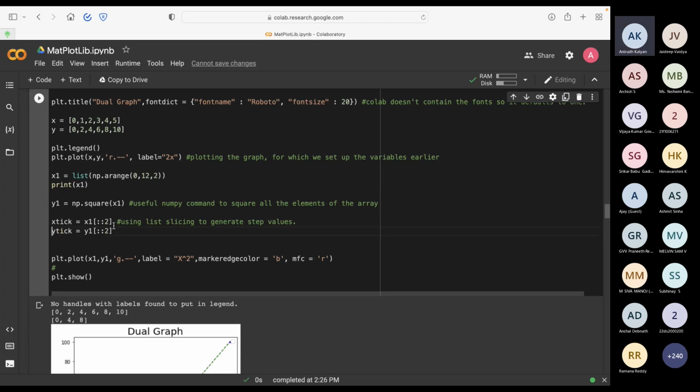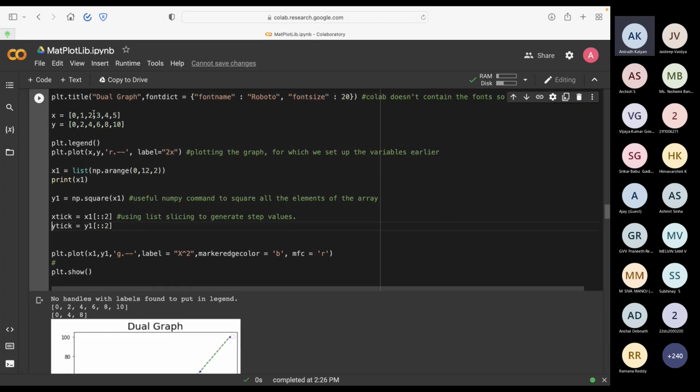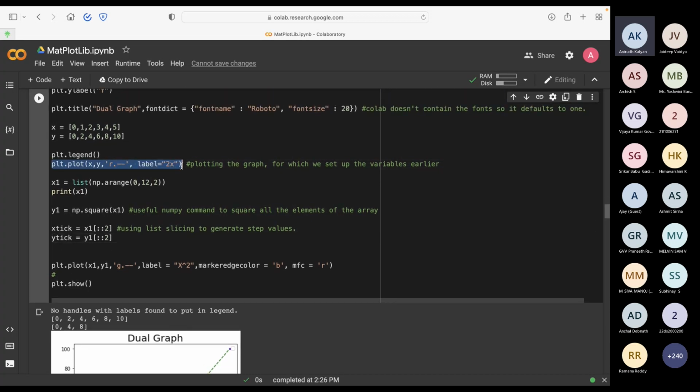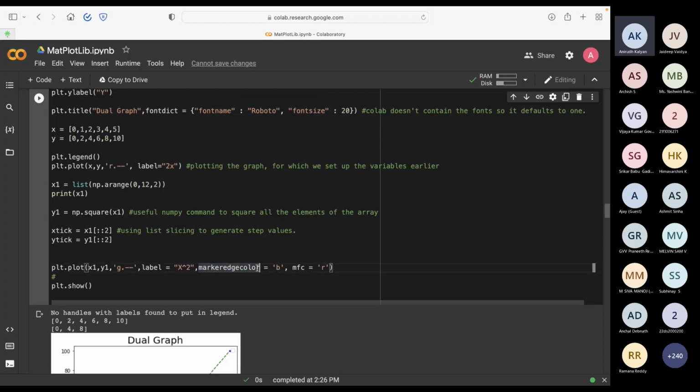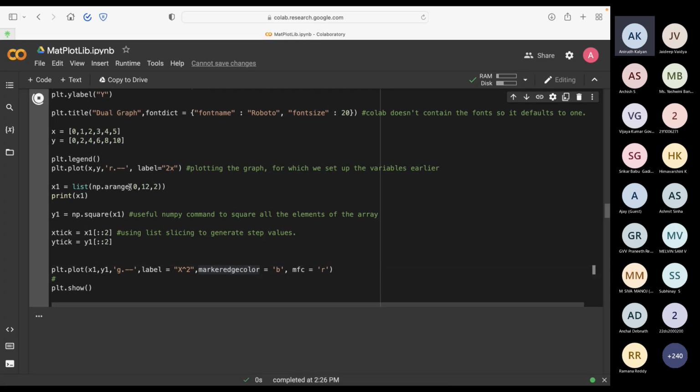And ytick will do something very similar. If you want to see, y1 will just be 0, 4, 16, 36, like that. It will just square every element. And now you notice I'm using the same plt.plot. I'm labeling it as x square and I'm giving a marker edge color as blue and a marker fill color as red. And now I'll show you my final plot.